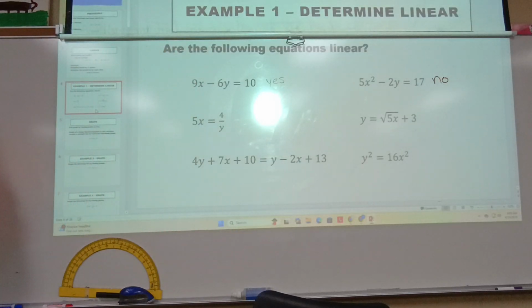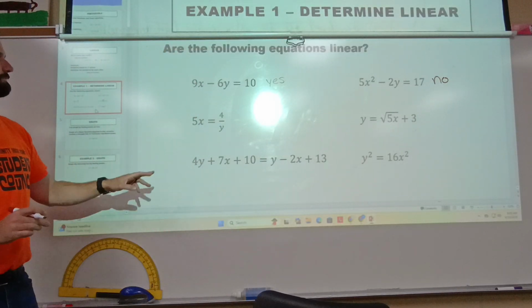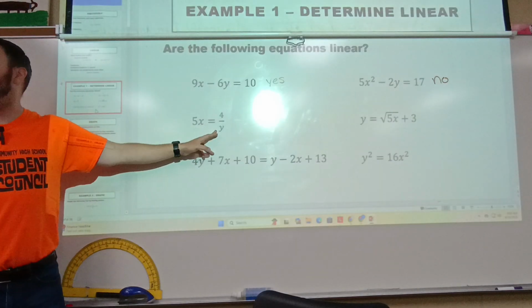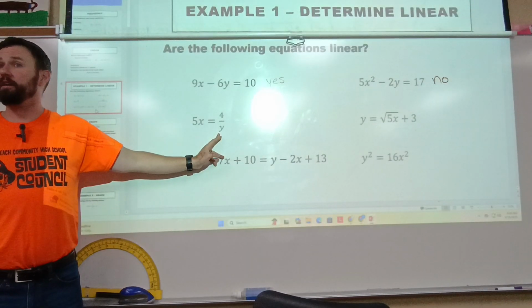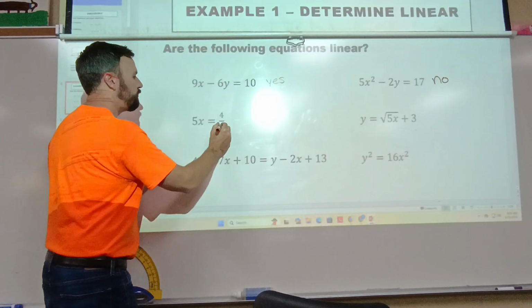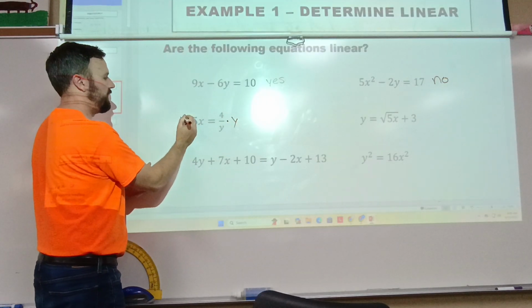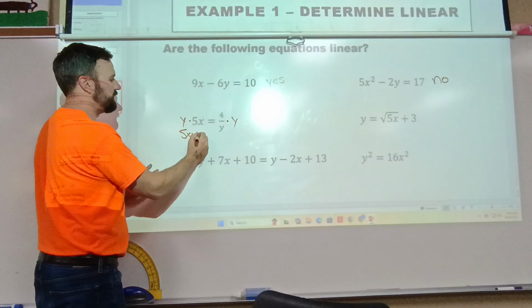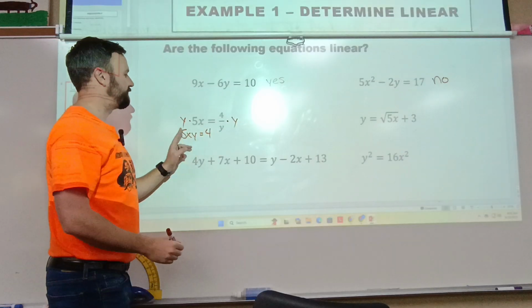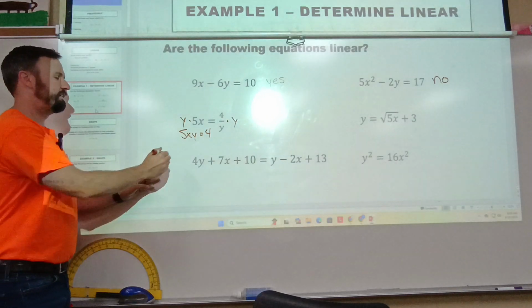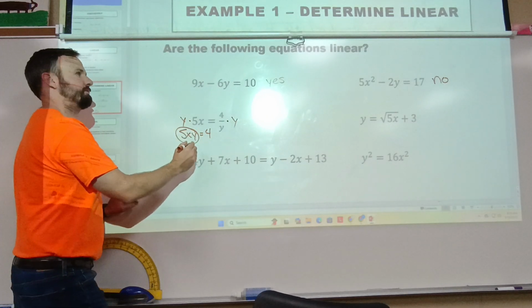Not linear. Oh, x and y to the first power. Is that a yes? Why not? What would I have to do to get the y upstairs? Multiply it. So that's actually 5xy, that tricky little attempt at a function. Well, it is a function. Attempt at linear. Can you multiply those? No.